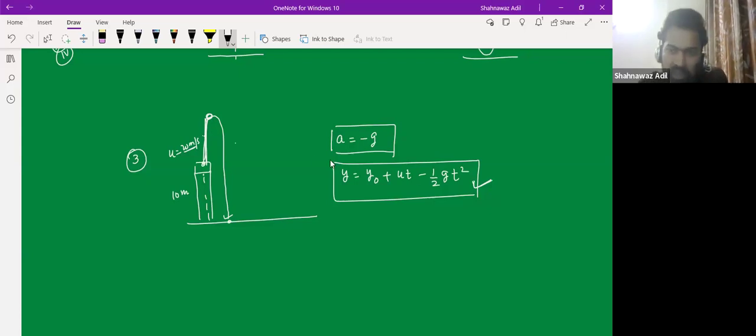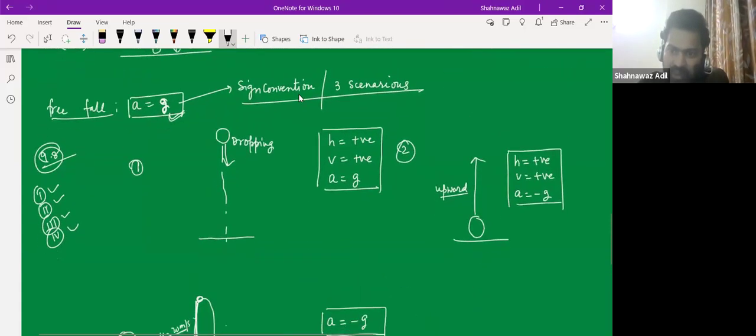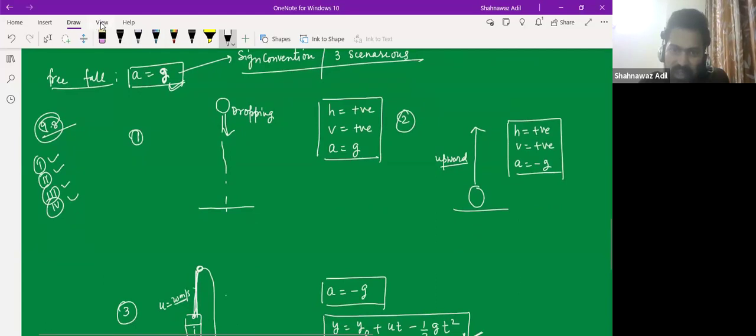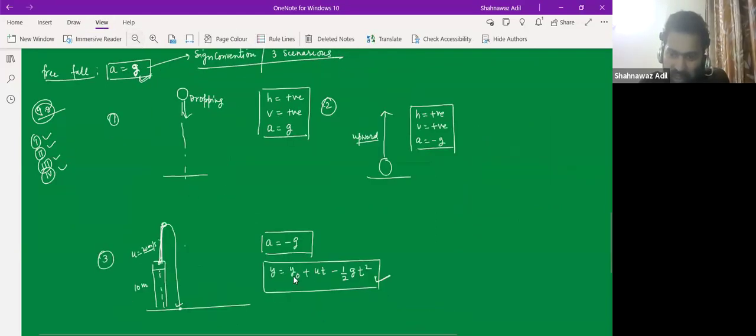We will do one question about this one. But firstly, note down this. These three scenarios, note them down, and then we'll do one question which uses this idea. Then it will become very easy to understand. So quickly note down these three scenarios, and then we'll do some questions on free fall. Yeah, quickly note it down, guys.